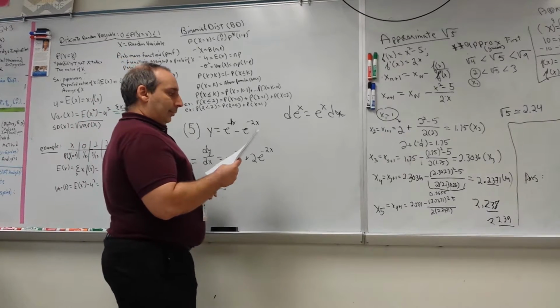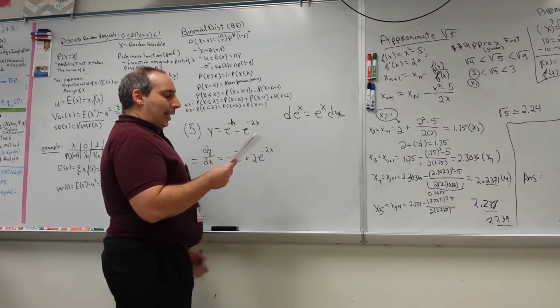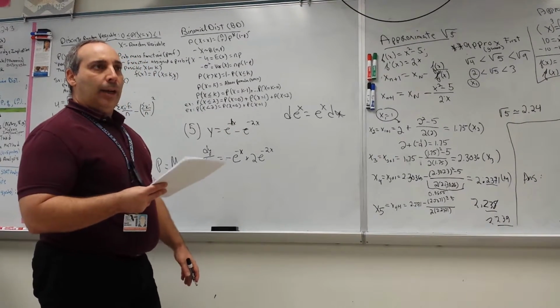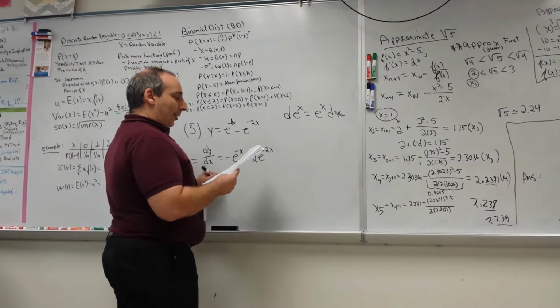Wait, it says show that the area of the shaded region. I gotta get there, that's next. I gotta find what p is first, and I gotta find what the upper and lower bounds are for the integration. Slow down.